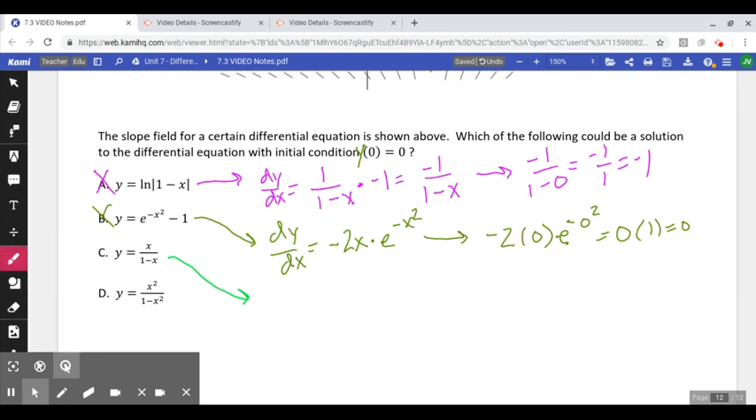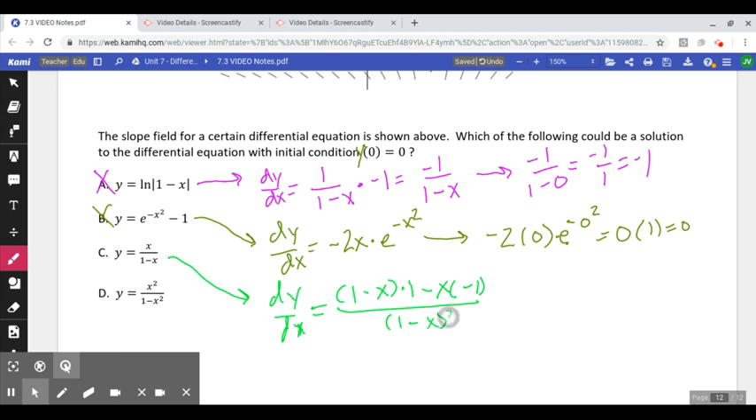Now this is going to be the quotient rule. So if we find dy dx here, it's supposed to be an x. We've got, let's see, low d high, so that's 1. The derivative of the numerator is 1. Low d high minus high d low. The derivative of the denominator is negative 1. Square the bottom, and away we go.